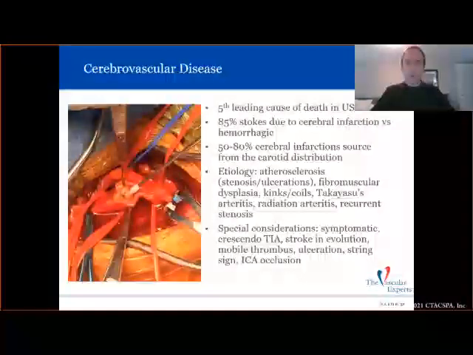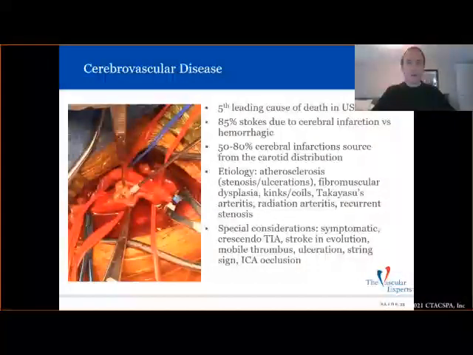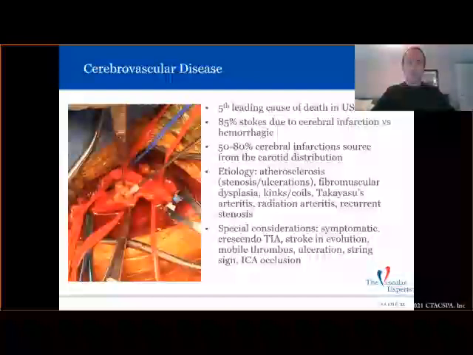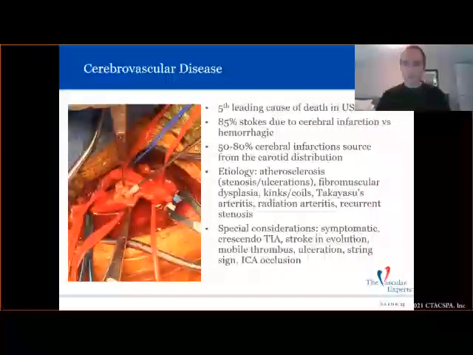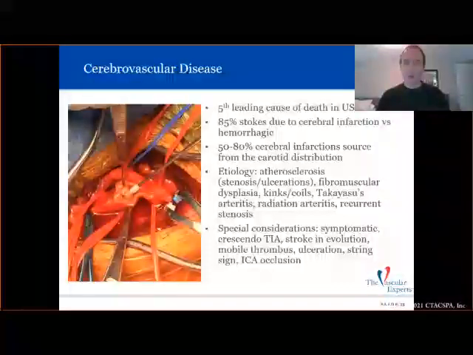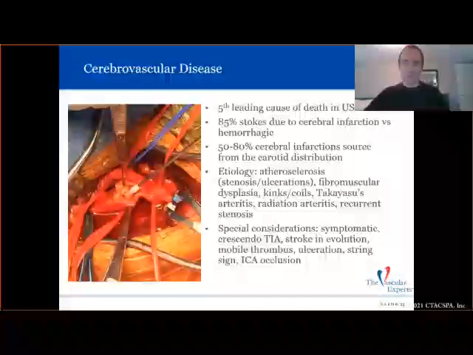So the first atherosclerotic disease fact, we'll start from the top of the body at the neck, with strokes, so cerebrovascular disease. It's the 5th leading cause of death in the United States, mostly due to the internal carotid artery, and it's usually atherosclerosis, although fibromuscular dysplasia and other diseases can cause stenosis as well. There are special considerations if people are symptomatic, or if they're having crescendo TIAs or stroke in evolution or mobile thrombus. You may want to treat them sooner.